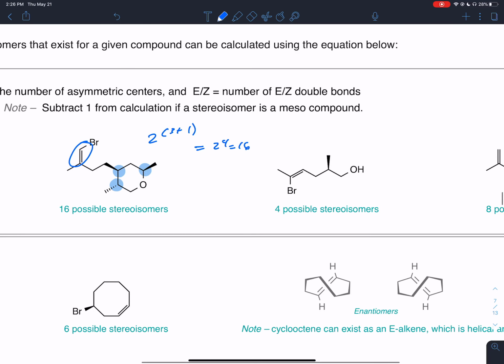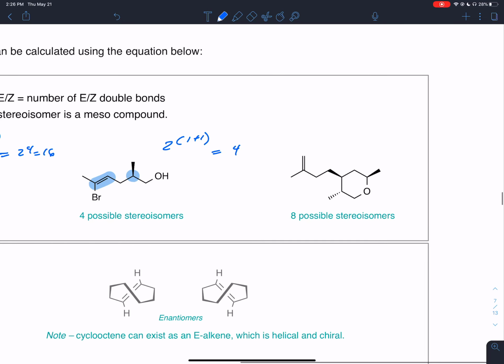In this example here, we have one asymmetric center, one double bond that could be classified as E or Z, one asymmetric center, one E/Z double bond, 2 to the 2, which is equal to 4 possible stereoisomers.